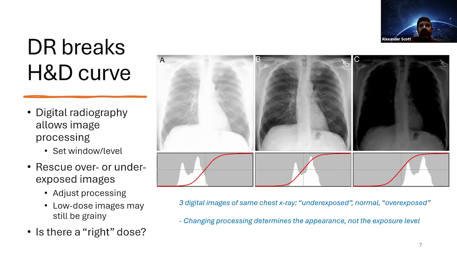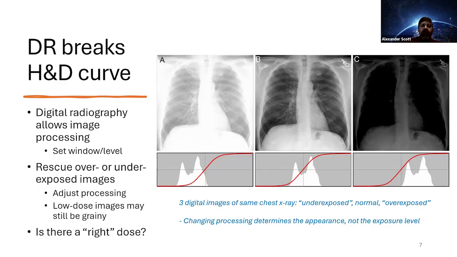And when I give this slide for my lectures, the big reveal is that they're the same image, which you could guess, but they're the same image, just processed differently. So I could take an underexposed film, underexposed digital image, and make it look good like B, or I could take an overexposed image and brighten it up, and again it would look like B.